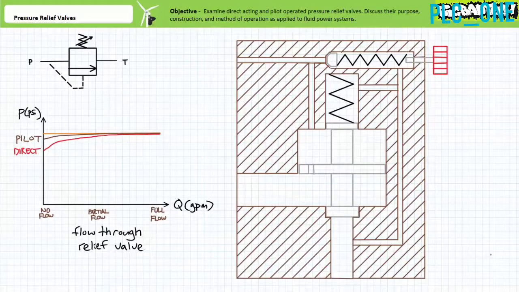Pilot-operated pressure relief valves can operate at higher pressure and flow rates without the use of physically larger springs. In pressure override, the difference between cracking and full open pressure is considerably less. This does, however, come at a cost because pilot-operated pressure relief valves have a more complicated internal construction and operation.